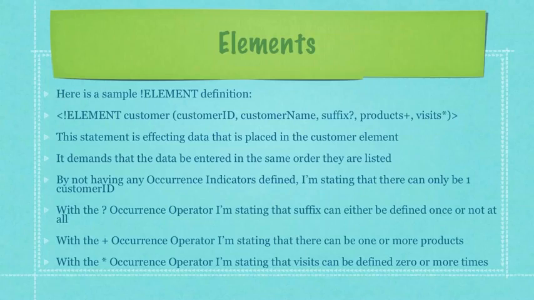By not having an occurrence indicator defined, I'm stating that there can only be one customer ID. With the question mark occurrence operator, I'm stating that suffix can either be defined once or not at all. With the plus occurrence operator, I'm stating that there can be one or more products. With the asterisk occurrence operator, I'm stating that visits can be defined 0 or more times.